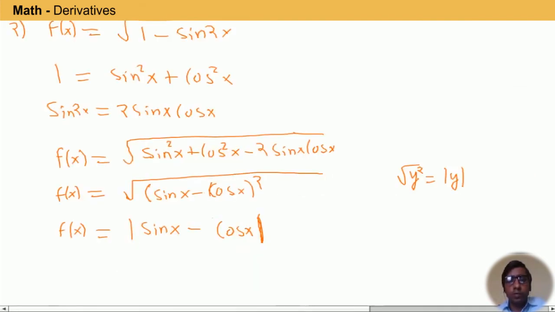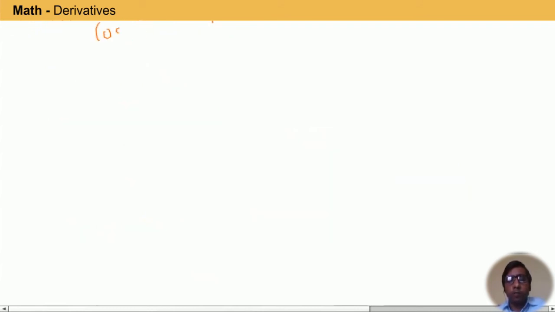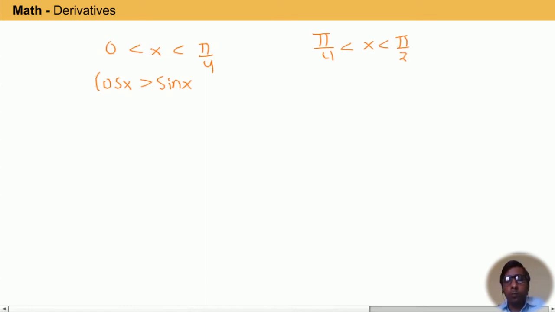So we know that in 0 to pi by 4, the value of cos x is greater than sin x. From pi by 4 to pi by 2, sin x is greater than cos x. That concept we can apply here.